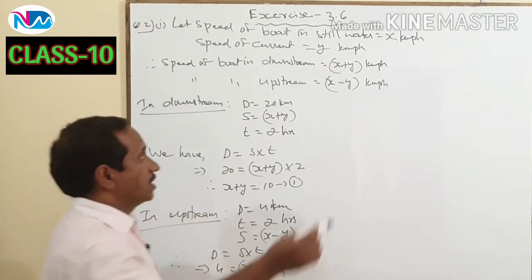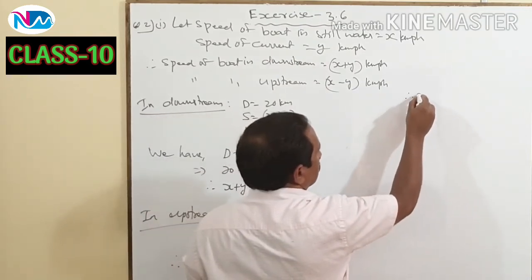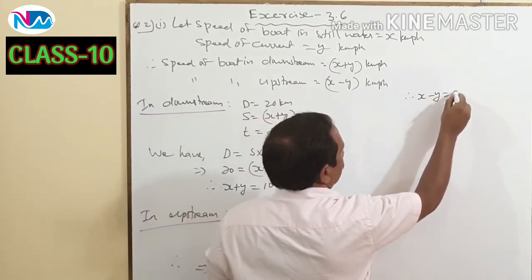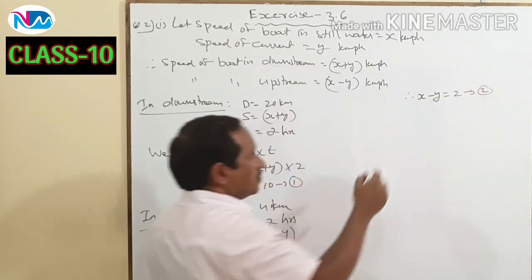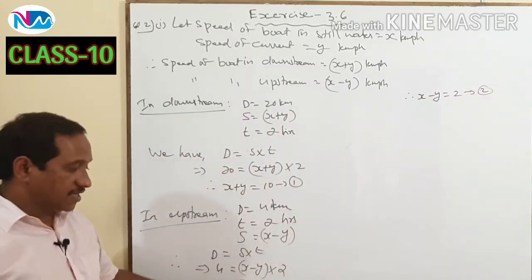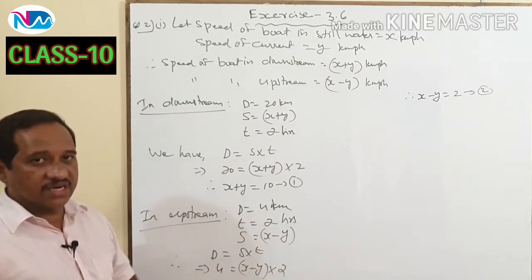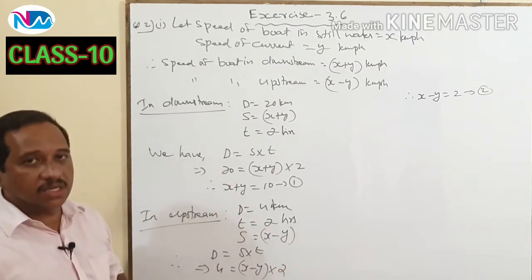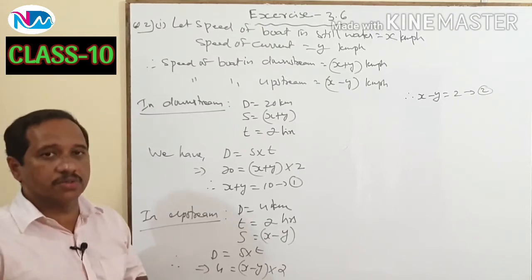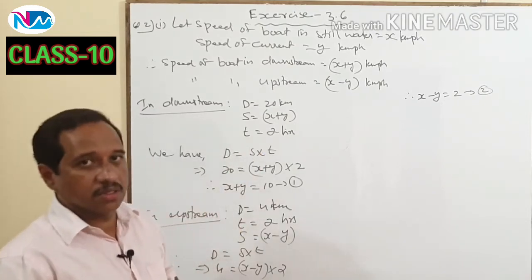Dividing both the sides by 2, we get, therefore, x minus y is equal to 2, which is equation number 2. X minus y into 2 is equal to 4. Dividing both the sides by 2, we get a very simple equation, x minus y is equal to 2, which is given equation number 2.